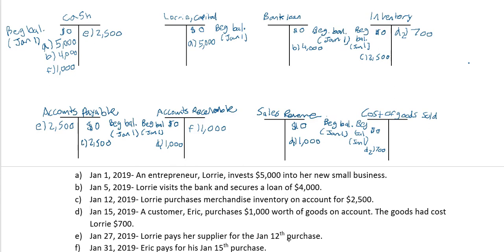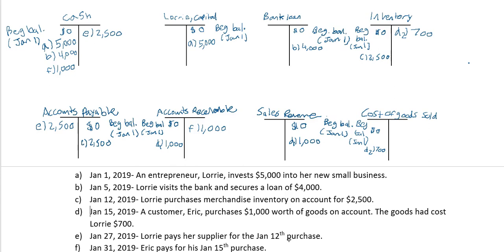So now comes the fun part. We posted all the transactions. Now we're going to calculate ending balances. So recall that we add up both the debit and credit side of each T account, and we post an end balance on the side which is bigger.